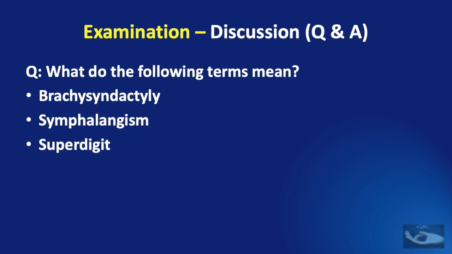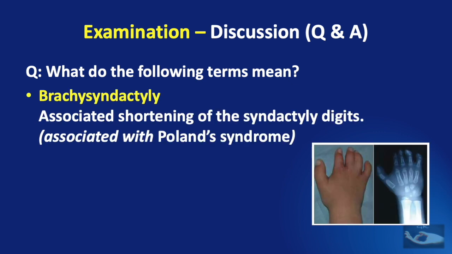Before we proceed further, we need to explain a few terms that we would come across when dealing with congenital problems in the hand, especially syndactyly. The terms brachysyndactyly, symphalangism, and superdigit. Brachysyndactyly refers to associated shortening of the syndactylized digits.